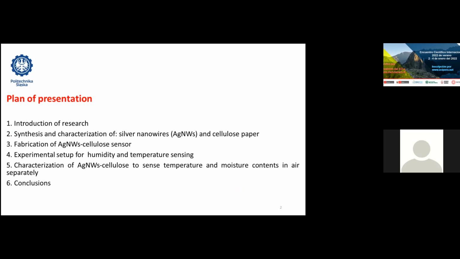Then I'll be talking about fabrication of my sensor. And then the fourth one is experimental setup, which we employed to test humidity and temperature in our lab. The fifth one will be the results when this sensor was subjected to temperature and moisture in air separately. And at the end, there will be some conclusions.